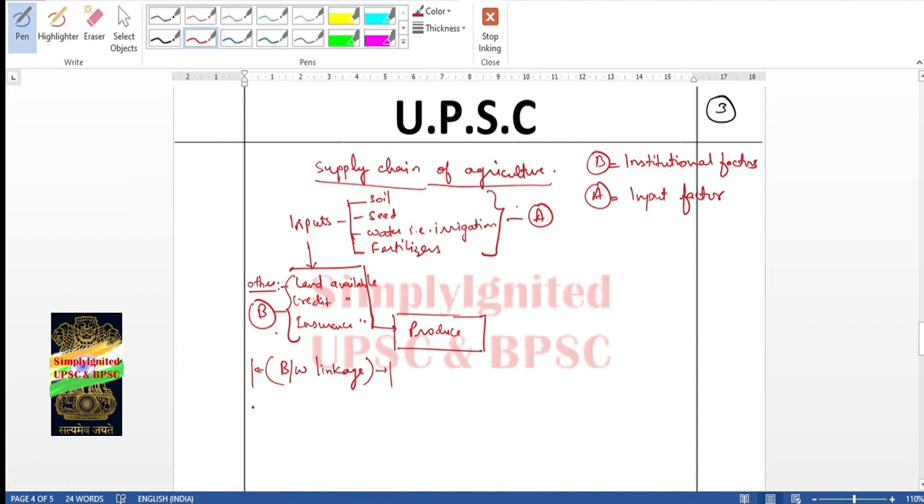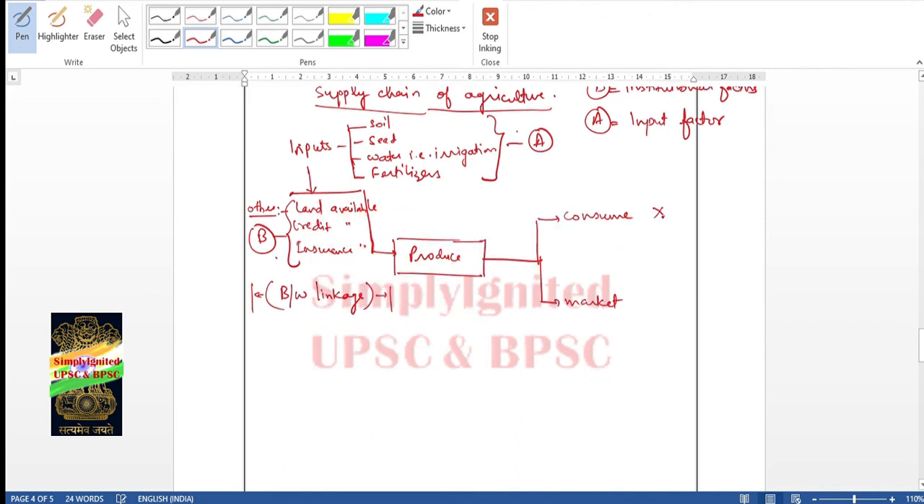So these all are included in what? This backward linkages. Then you have a produce, but you cannot keep that produce to yourself. You have to either sell it to the market or consume it, or send it to the market. If you consume it, then it is of no use. You have consumed it, the agriculture is sustainable, it is subsistence.